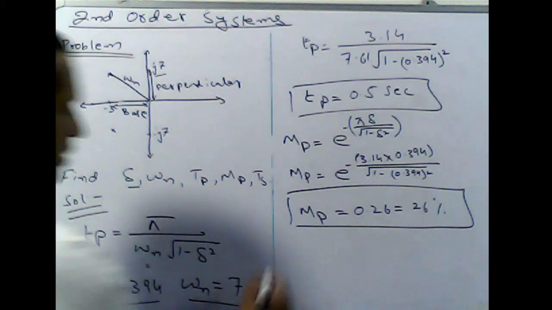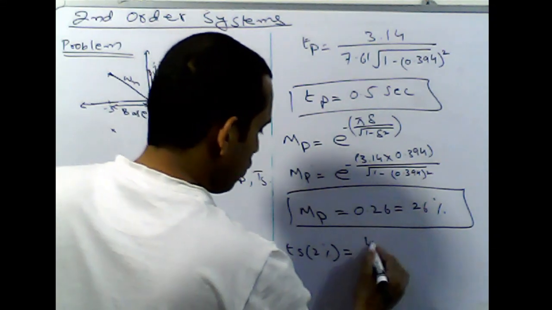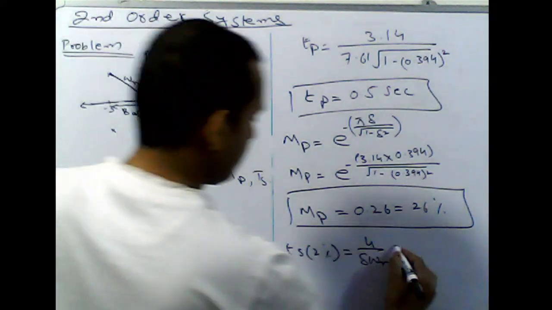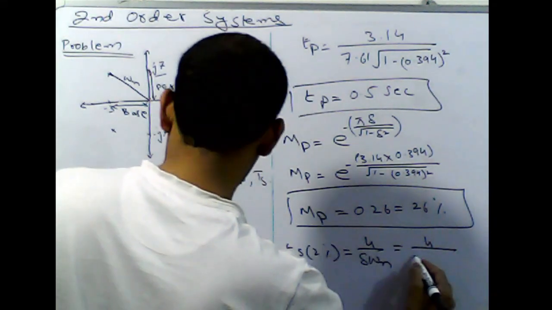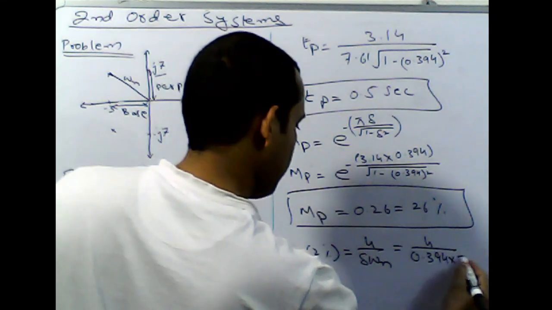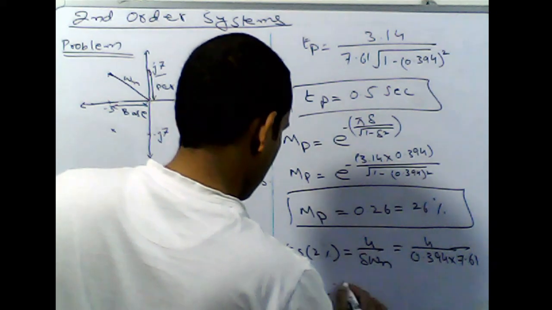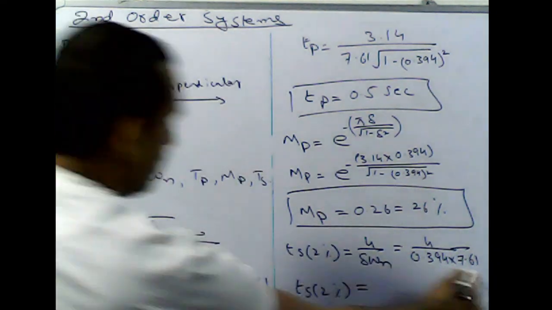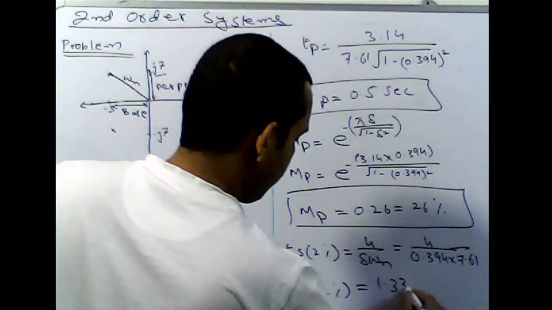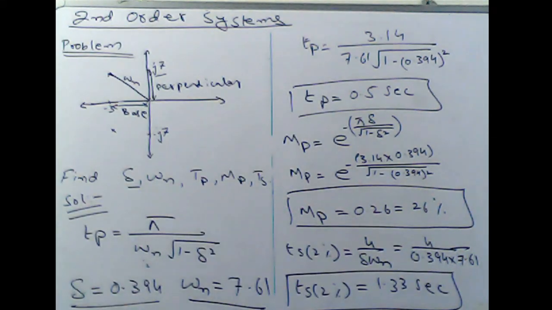The next thing is settling time: 4 upon zeta omega n, which is 4 upon 0.394 multiplied by 7.61. So after solving this equation, the 2% settling time is found as 1.33 seconds.